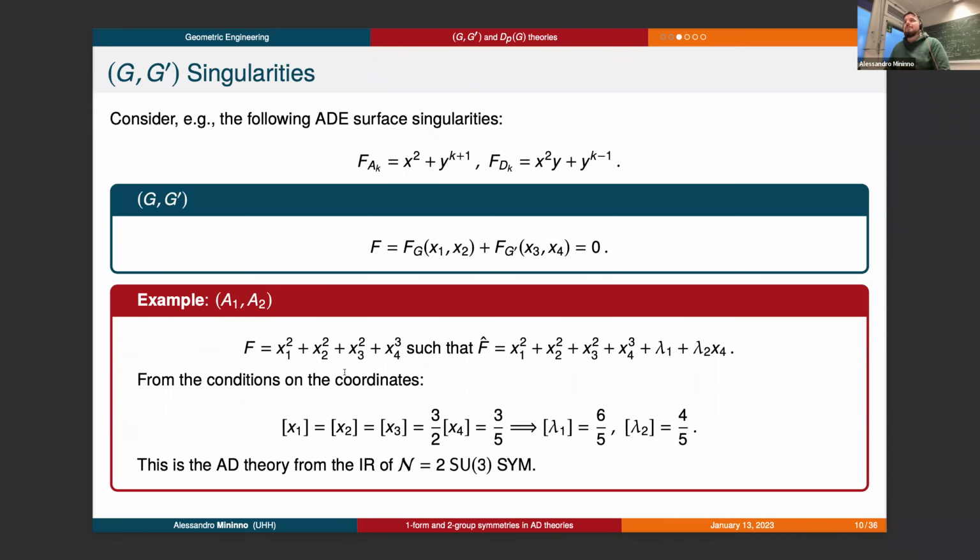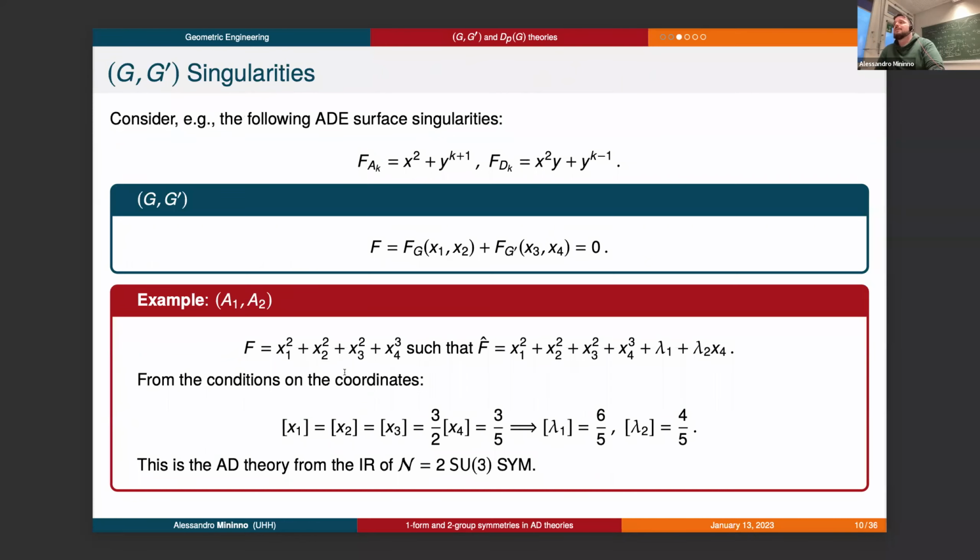Let's see an example. The example is what I call GG' theory. It's a very specific kind of surfaces. Here I am showing, for instance, two ADE surface singularities that are A_k and D_k, but there can be also E6, E7, E8. And then the GG' theory is to choose F to be the sum of two of these surface singularities. And let's take an example.